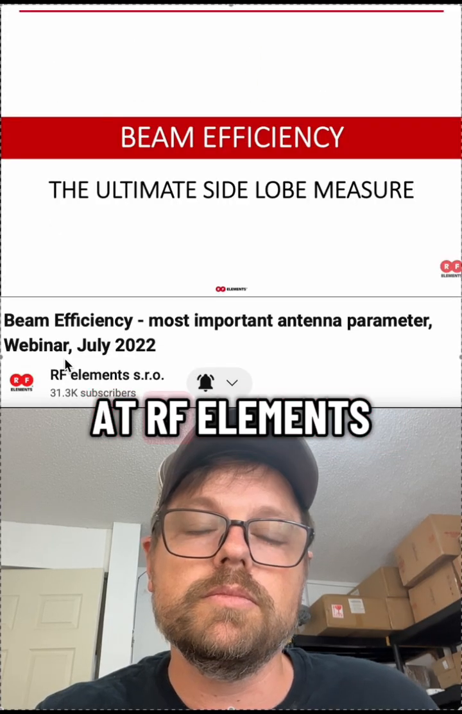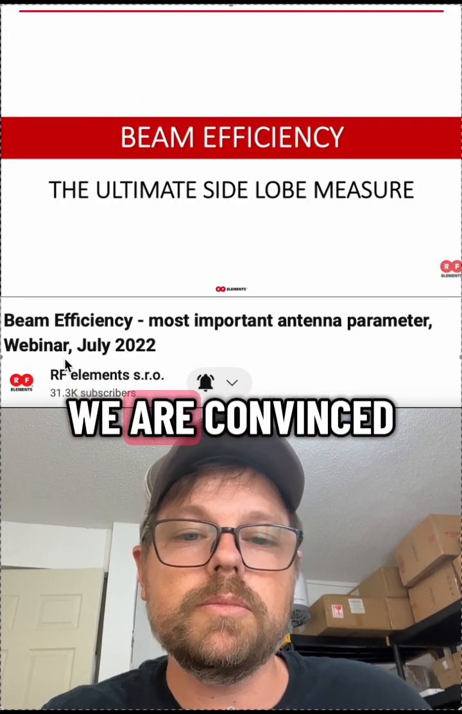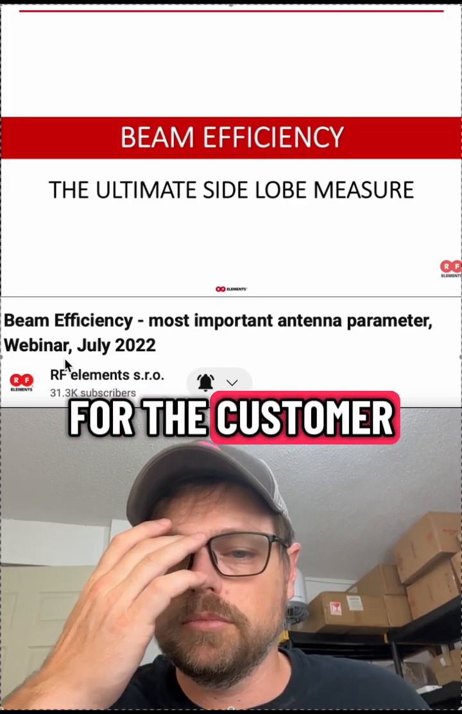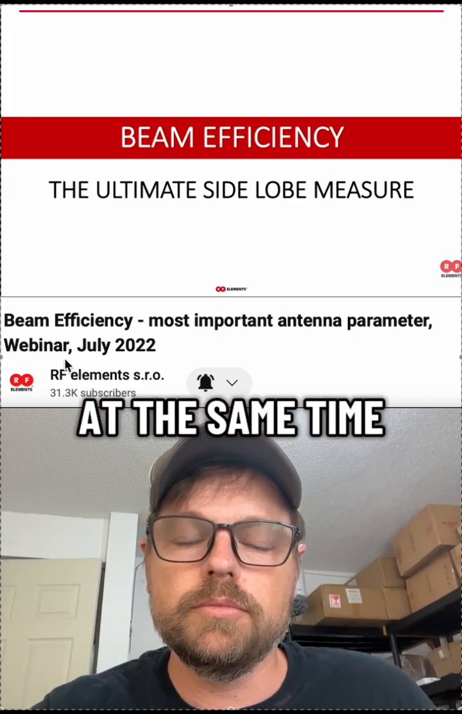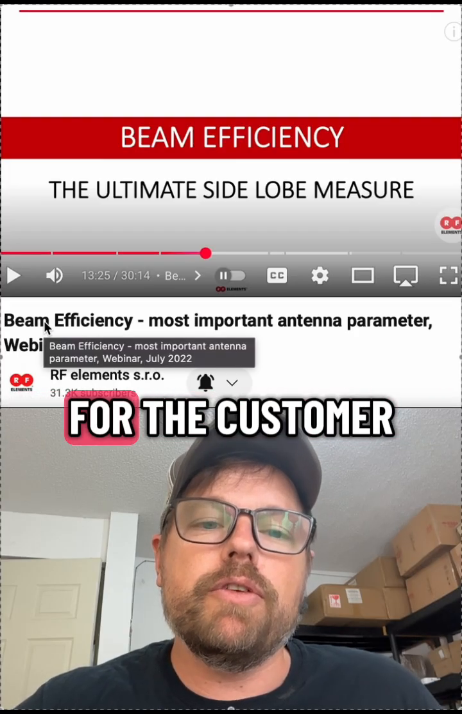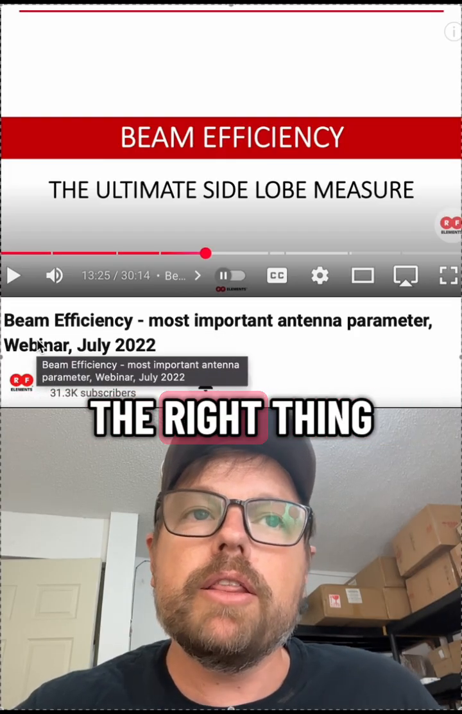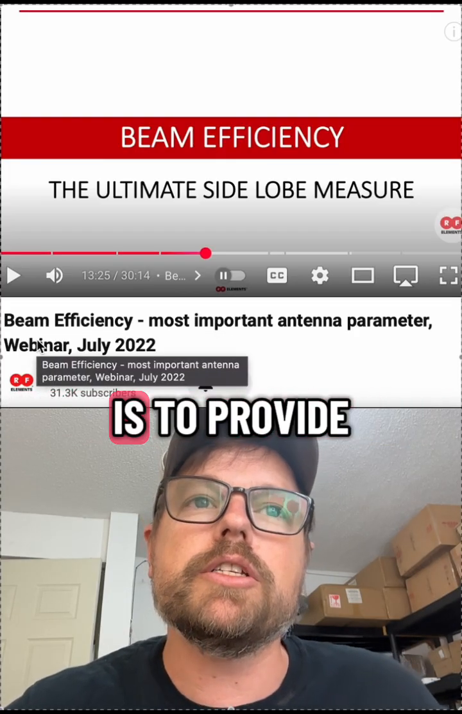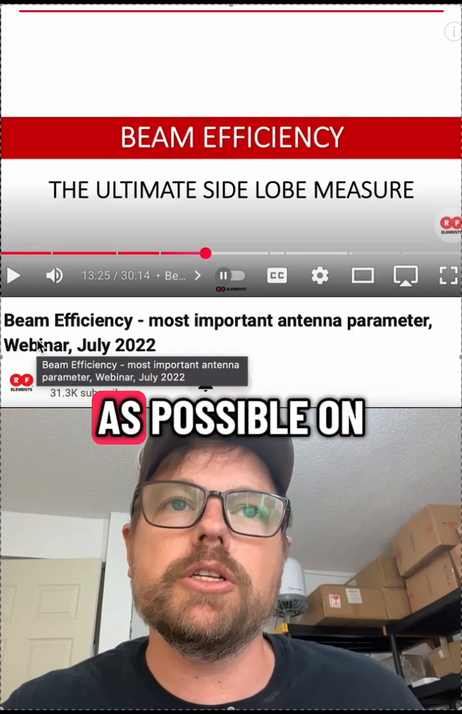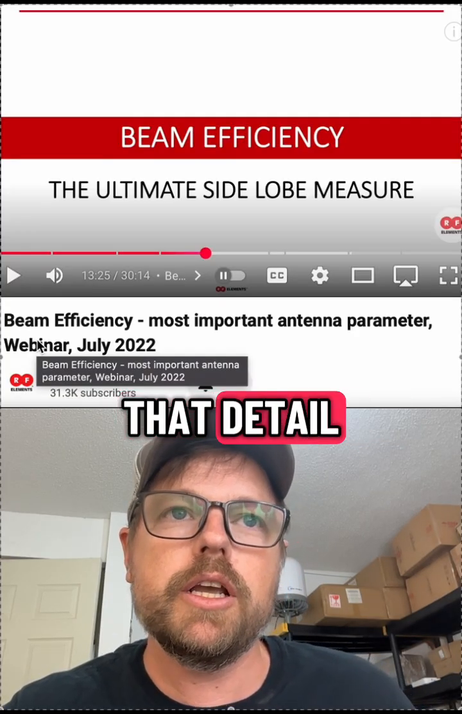standards. At RF Elements, as a company, we are convinced about doing the right thing for the customer and the industry at the same time. So we investigated. If they're concerned about doing the right thing for the customer and for the industry, the right thing for the customer and the industry is to provide as much detail as possible, as much education as possible on how to use that detail.